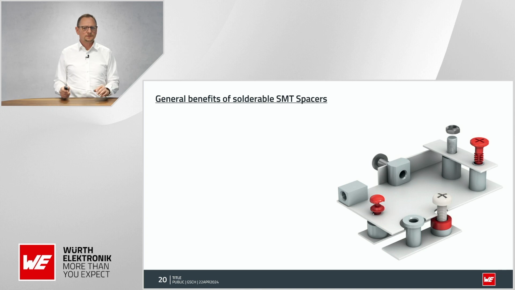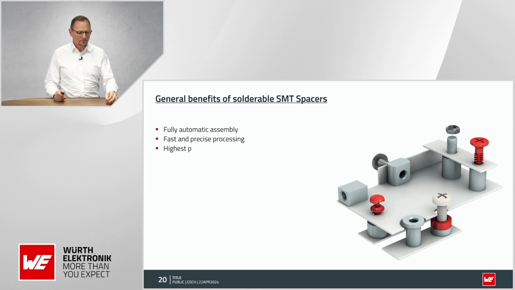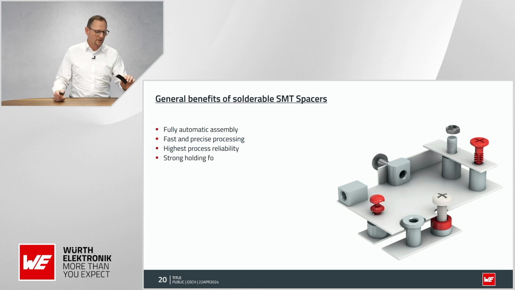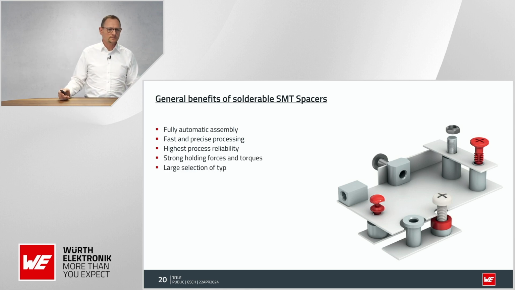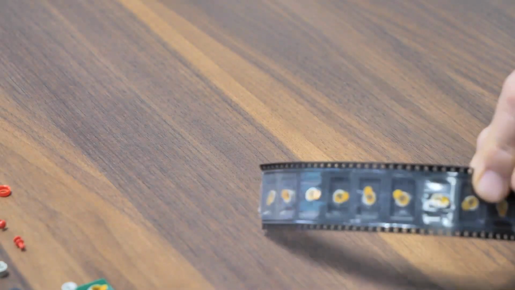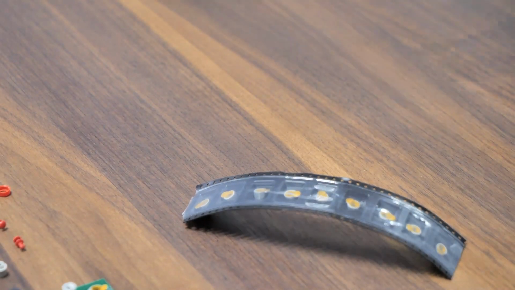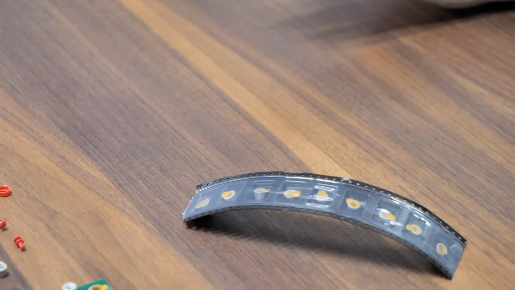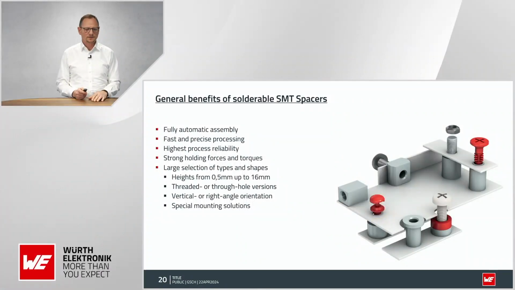So what are the general benefits of the solderable SMT spacers? You can see the schematic here. First of all, it's the automatic assembly. Automatic means you get them delivered in tape and reel packaging on big wheels, and you can put them on a pick and place machine, and the pick and place machine just doesn't care if it's a resistor or capacitor or even an SMT spacer.